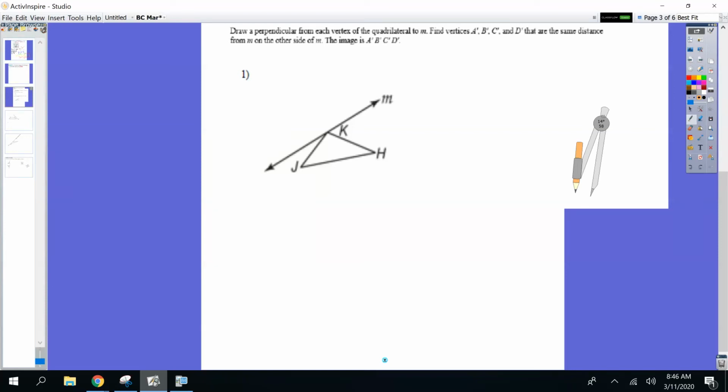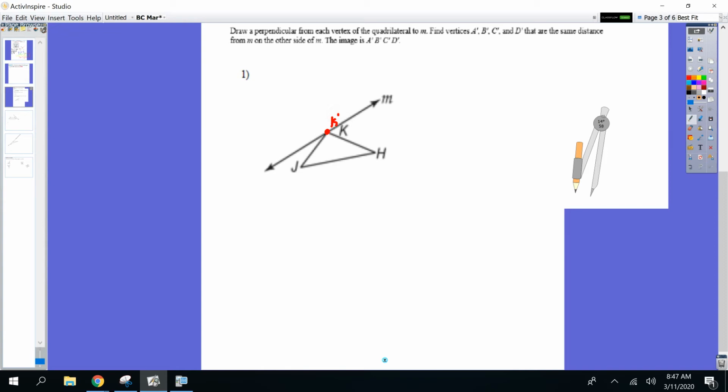This isn't bad. What point's not going anywhere? Everyone agree? If the point is on the line of reflection, it stays there. So right now we can just say this is also going to be, what else can we call that point now? K prime. Perfect. Nice job, guys. K prime.